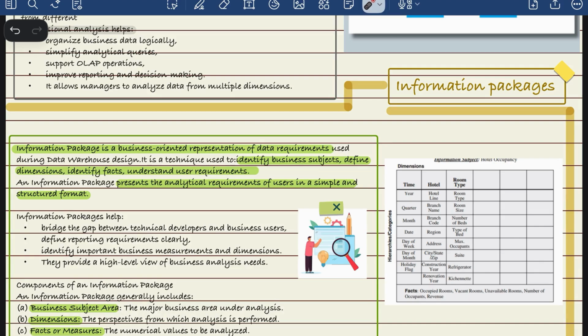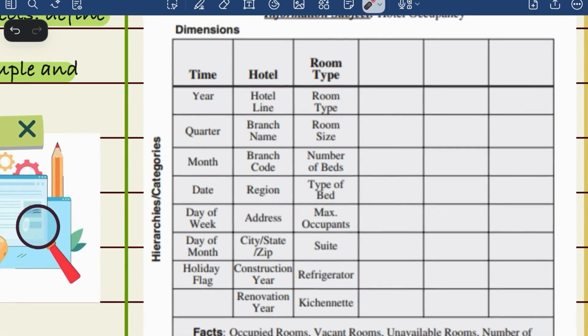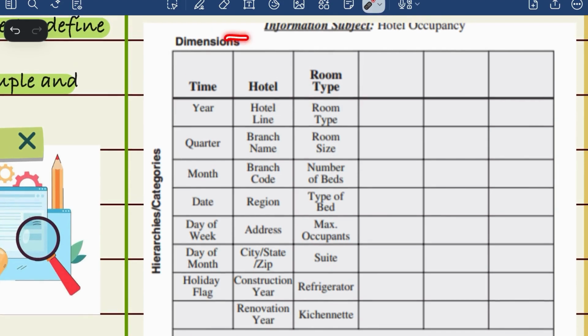Okay, so what is included in an information package? Like you can see in this diagram, let's have a closer look. Okay, I hope it is visible. So what you see in this, we have a business subject area. It is, I'm really sorry, it is a little cut from the top. So this is the business subject area. So we just write over here what is the concerning department, what is the concerning area, right? So for example, here it is hotel occupancy.